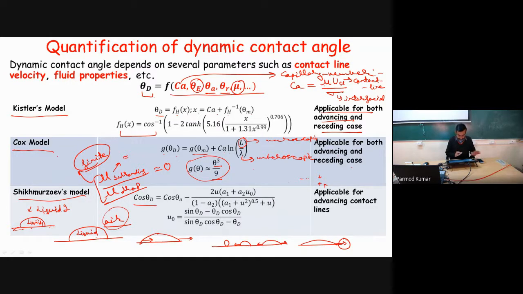So one thing is very clear: if we have motion of the contact line, we require knowledge of the dynamic contact angle. The value of the dynamic contact angle is a strong function of contact line velocity, and to determine it we have different models available in the literature. Now we have to implement these models into our numerical formulation to find the motions of the moving contact lines.